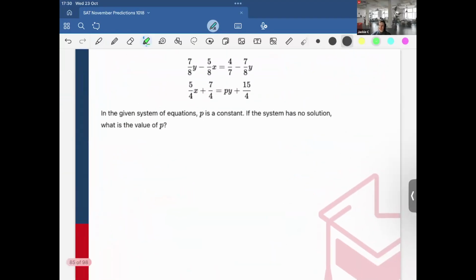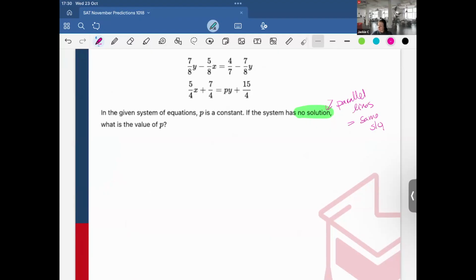Okay, another classic. So just for those of you that are deep into the SAT math, this one might not be super challenging. However, it is considered hard and they are on almost every single SAT exam. So if the given system of equations, P is constant, if the system has no solution, what is the value of P? So remember, no solution, linear equation. Again, it's parallel lines, and parallel lines always have the same slope.